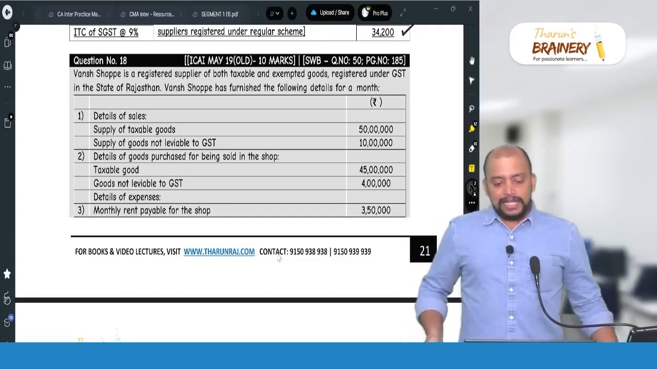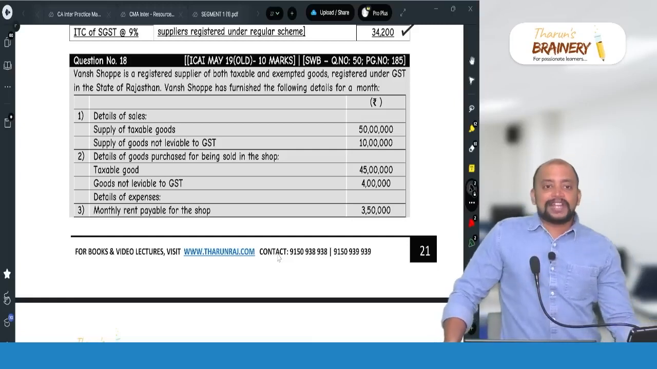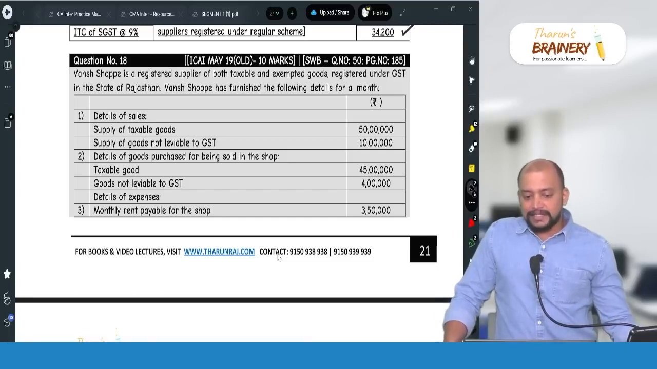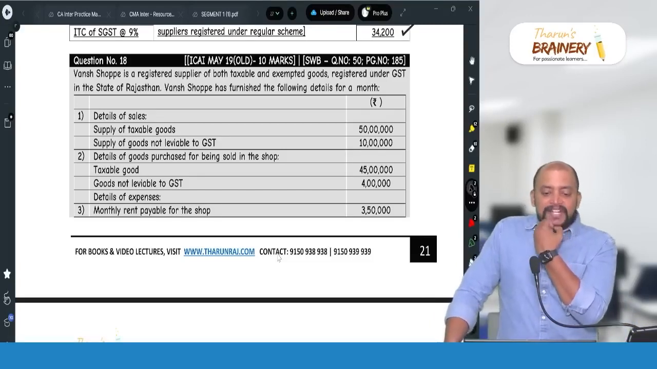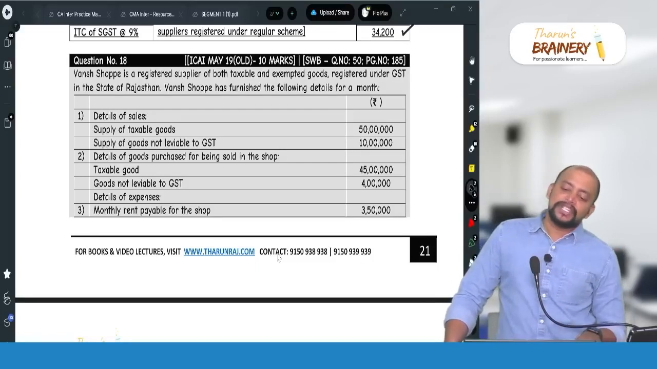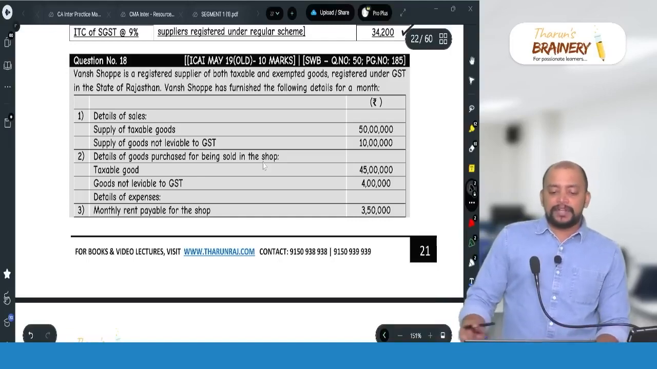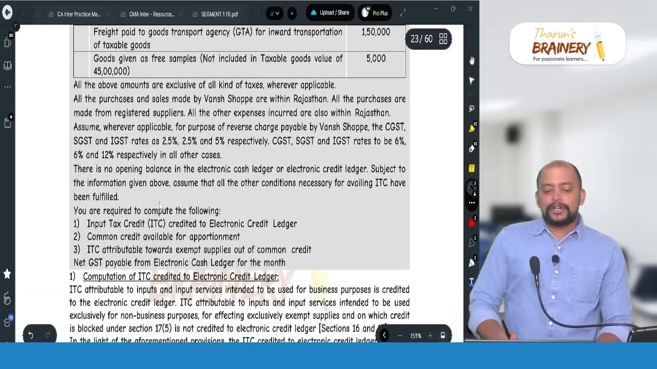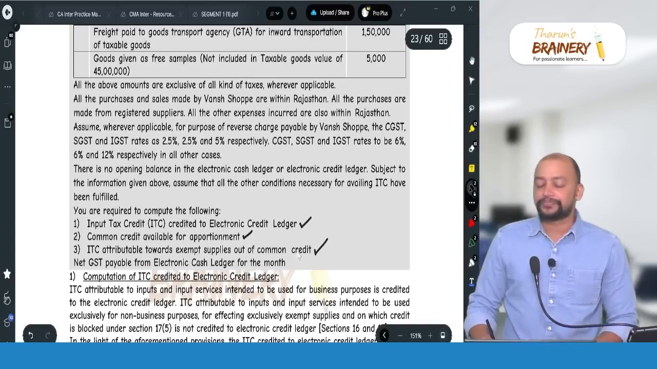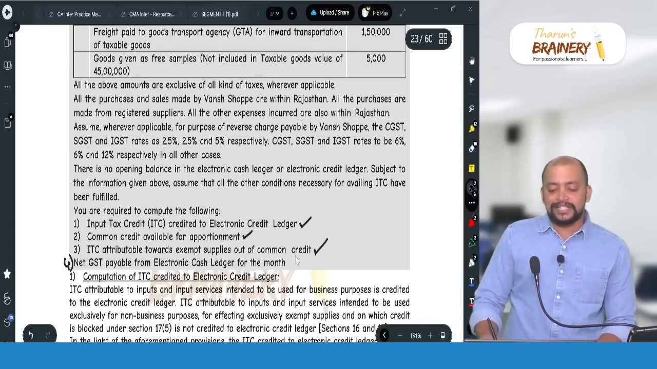Van Shoppee is a registered supplier of both taxable and exempted goods, registered under GST in the state of Rajasthan. Van Shoppee has furnished the following details for a month. Details of sales: supply of taxable goods, supply of goods not leviable to GST. So this will give you the E/F ratio. You are required to compute the following: ITC credited to electronic credit ledger, common credit, ITC attributable to exempted supplies based on common credit, and fourth, even net GST payable.